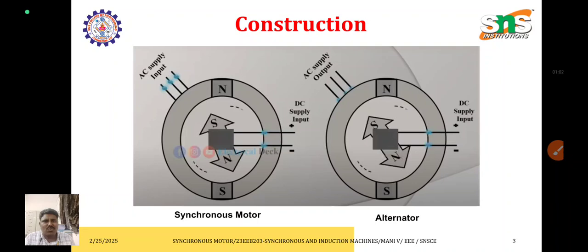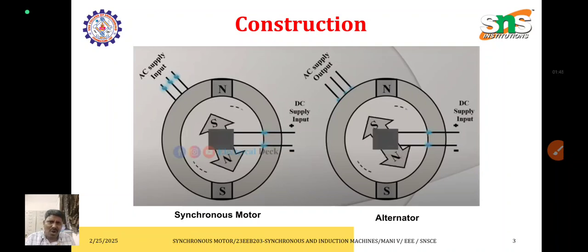Here there are two machines: one is the synchronous motor and the other is the synchronous generator, which may also be called an alternator. You can see the construction is the same. The synchronous motor is similar to the synchronous generator or alternator. It has two major components: one is called the stator and the other is the rotor. The rotor is nothing but the field, the rotating part. For the field winding, the excitation is given as a DC supply, similar to the alternator.